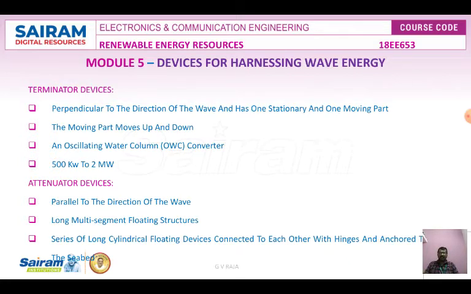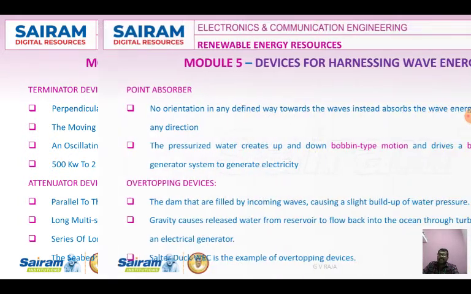These devices are like a ship extracting energy for the users. The segments are connected, and hydraulic pumps or converters are used to generate the power as the waves move across. The Pelamis wave energy converter is an example of this attenuator device.